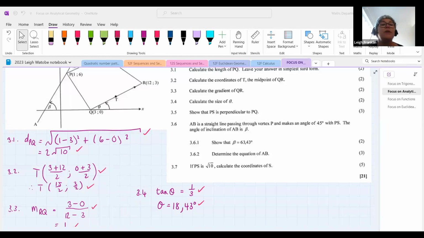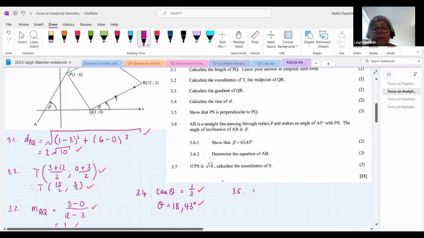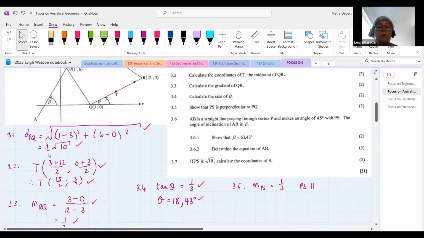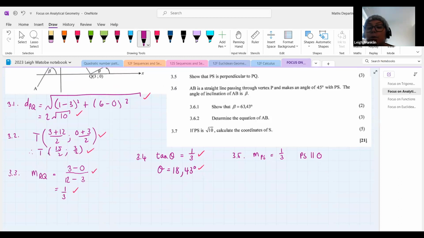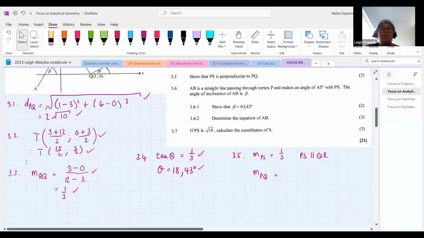Okay, so we would set this out as follows. First of all, we would say that the gradient of PS equals 1/3, and that is because PS is parallel to QR. Now we want to calculate the gradient of PQ. And again, can you see how if you tell the person marking your work, this is the gradient of PS, this is the gradient of PQ, then they can easily follow your argument and mark you correct for what it is that you are doing.